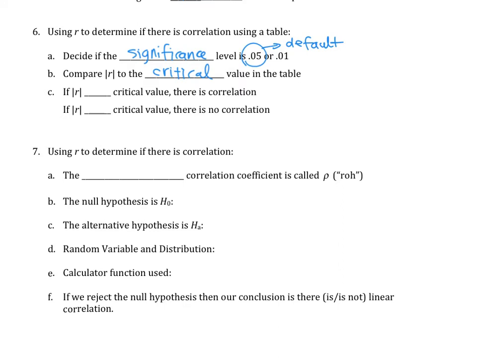If the absolute value of R is bigger than the critical value, there's a correlation. If the absolute value of R is less than the critical value, there's no correlation. I guess you can put an equal sign there too. I think it's easier to look at it graphically. So here, I'm going to make another comment.